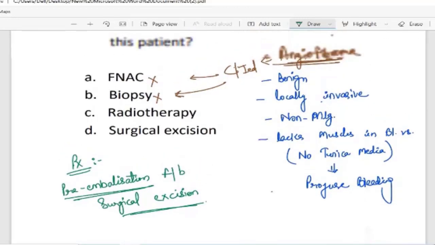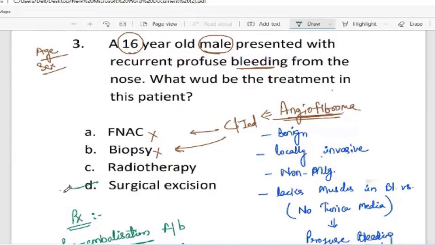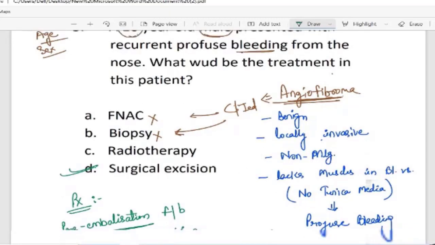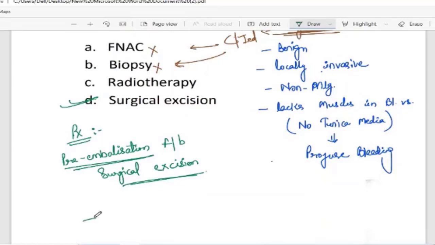So, in this question, first make out a diagnosis. The diagnosis is angiofibroma because the patient is a 16-year-old male presenting with profuse nasal bleeding. So 100% the diagnosis is angiofibroma, and the treatment of angiofibroma is to do the pre-embolization followed by the surgical excision. There are different approaches for angiofibroma, like the Weber-Ferguson approach and the mid-facial degloving approach.